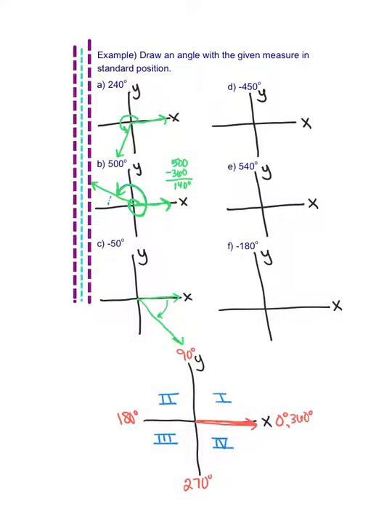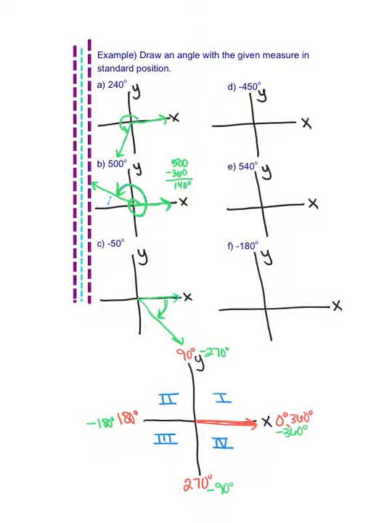So this would be the angle negative 50 degrees. So if I were to go down here with negative angles, this would be negative 90 degrees, negative 180 degrees, negative 270 degrees, and then negative 360 degrees in the negative direction.